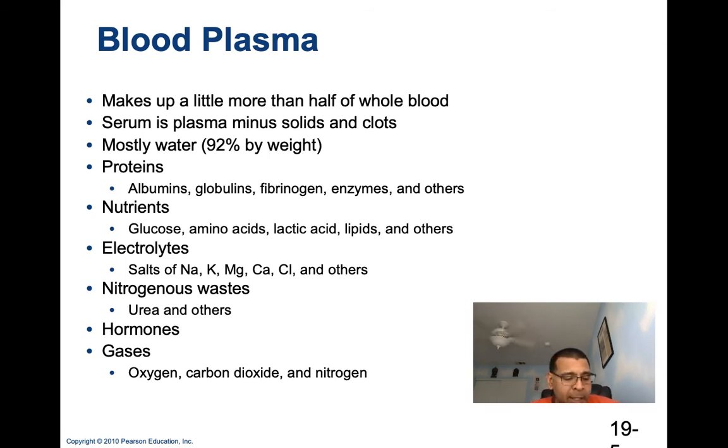We also have inorganic ions. You can think of electrolytes, and these include cations like sodium, potassium, magnesium, calcium, chloride, and various others. We're also going to find respiratory gases, such as oxygen and carbon dioxide, to name the major couple ones. Nitrogen as well.